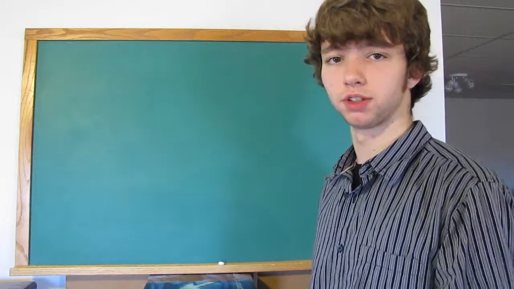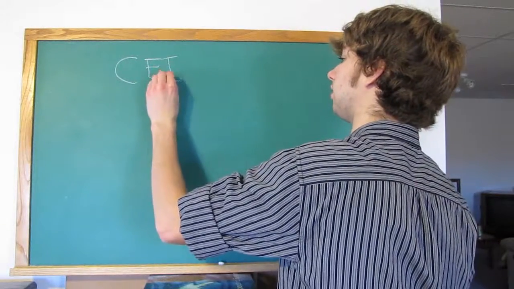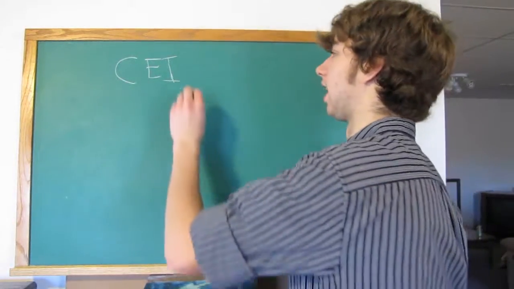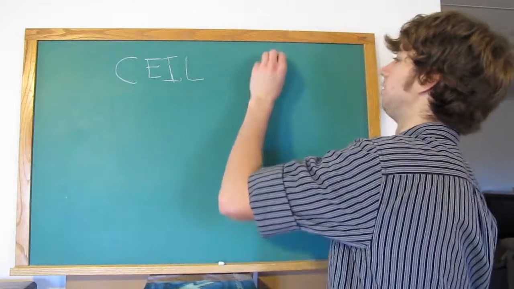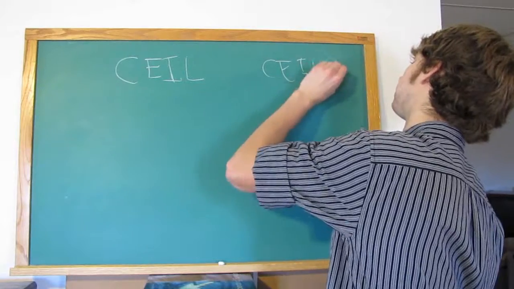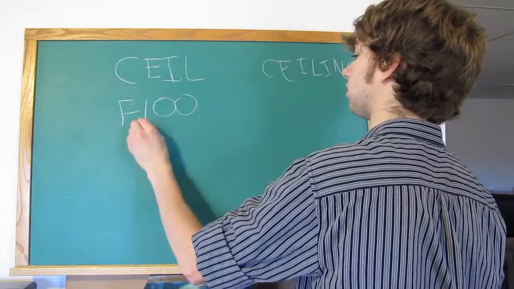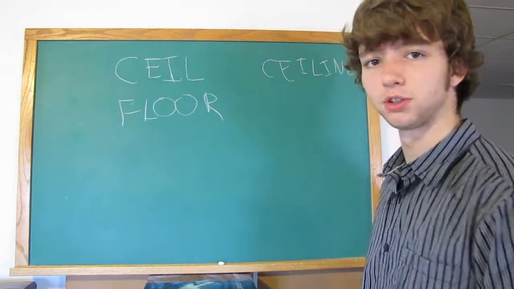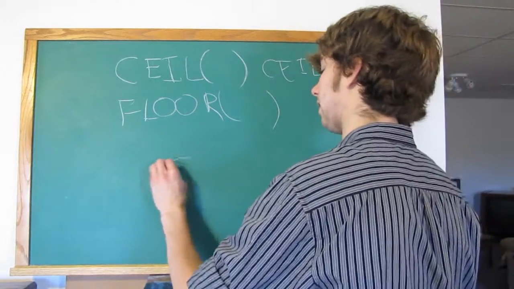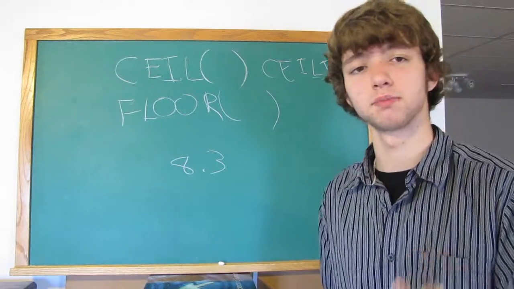There's two that are very similar. CEIL. No, not like S-E-A-L seal. This is C-E-I-L, CEIL, or you can use CEILING. And then there's FLOOR. Now, the way these are used is within parentheses, you give it a number, say 8.3, and it is going to raise it or lower it to the next possible integer.